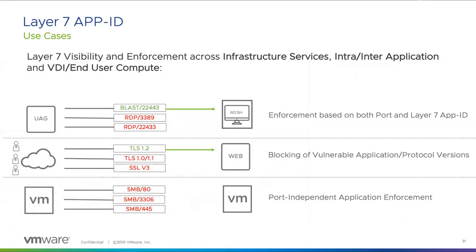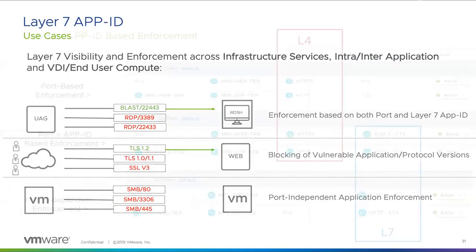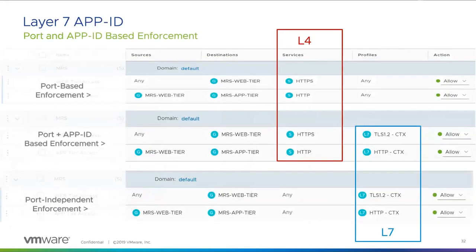So use cases. Here we're allowing Blast protocol over port 22443, and then we can block RDP going over that same port. Here it's about blocking based on application protocol version as well, for TLS: 1.2 is allowed, but not 1.1, and 1.0 was blocked. And we're also making sure that we block apps irrespective of the ports used.